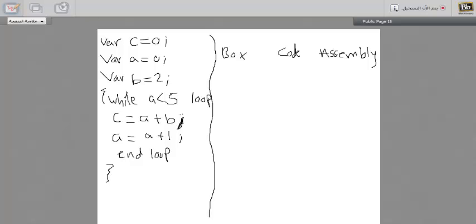Yeah, of course I will specify which way. I'm giving you a code and I'm asking you to find the instructions using the assembly language.